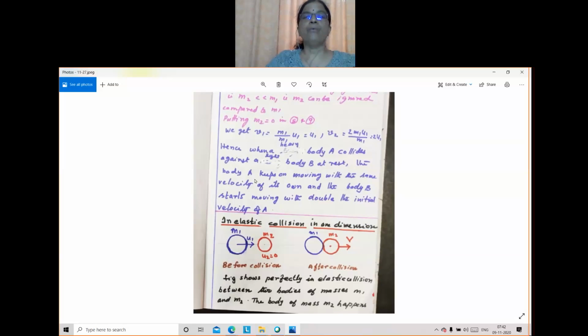Hence, when body A, a bus, collides against a light body, an auto rickshaw at rest, body A keeps on moving with the same velocity, with no change to its velocity, and body B starts moving with double the initial velocity of A.